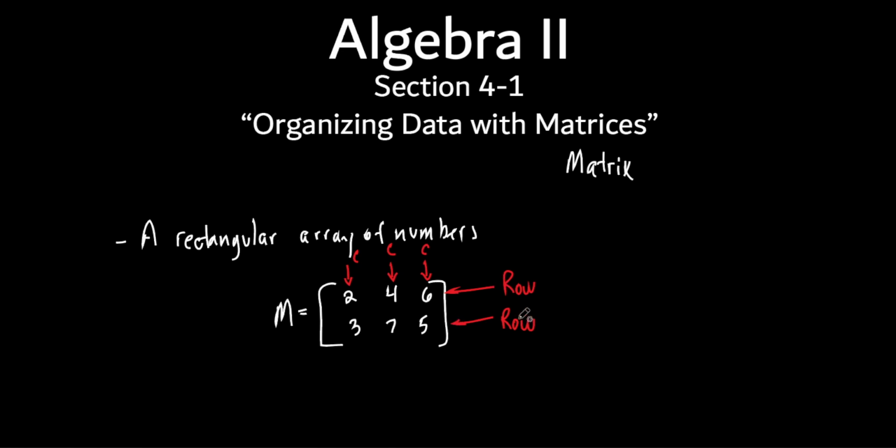Let's go back to this. We would call this the first row. So the top one is the first row. And then as you go down, it would be the second, the third, the fourth if you had 3 or 4 rows. Left to right are your columns. So that would be column 1, column 2, column 3. So this has, what? 2 rows. And it has what? 3 columns.